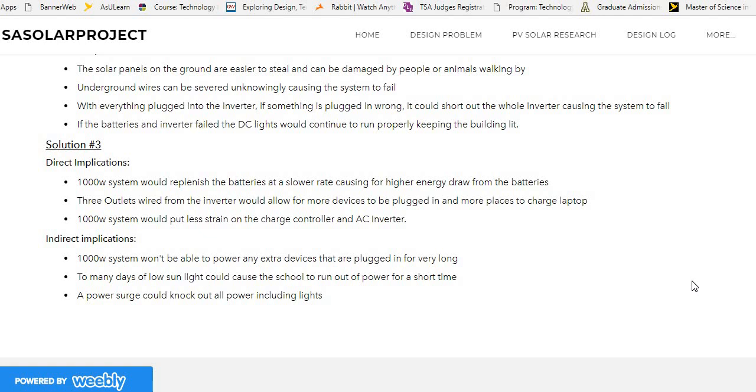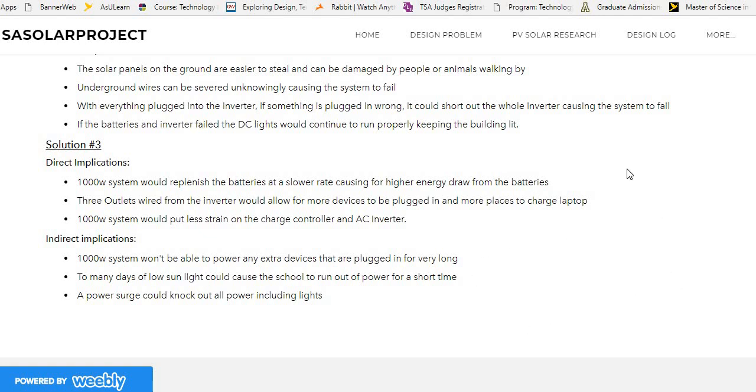Indirect implications: a 1000 watt system won't be able to power any extra devices that are plugged in for very long. Too many days of low sunlight could cause the school to run out of power for a short time, and a power surge could knock out all the power, including lights. The problem with choosing solution 3 would be with the lower wattage system. If they had a week of rain, then the batteries would most likely be drained by the end of that week, causing the school to be without power for a bit.